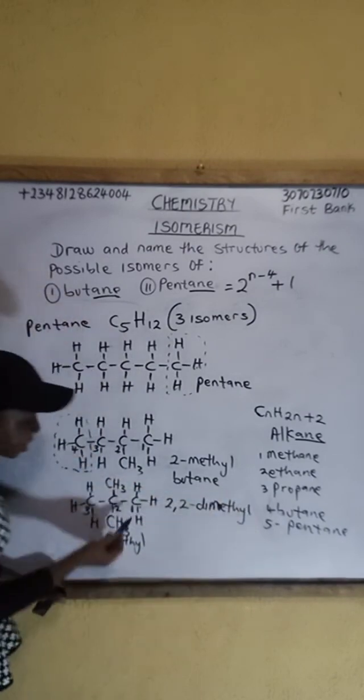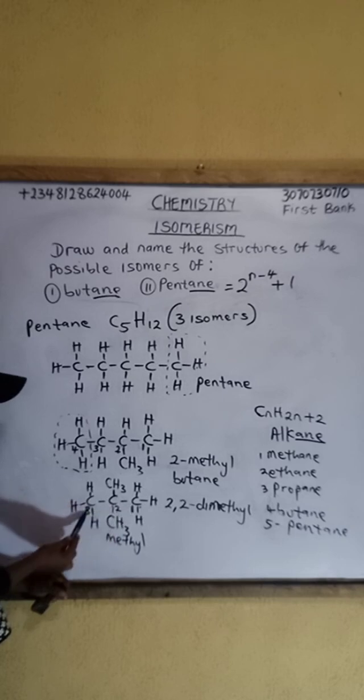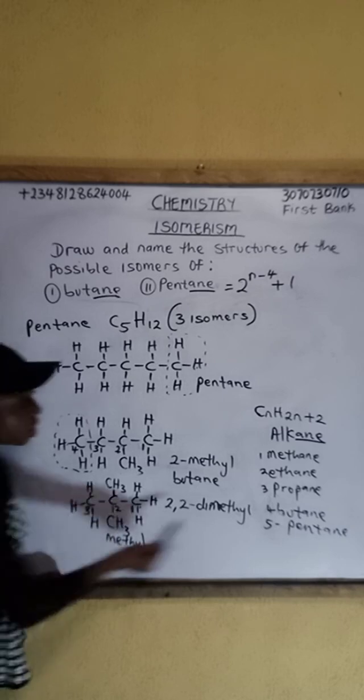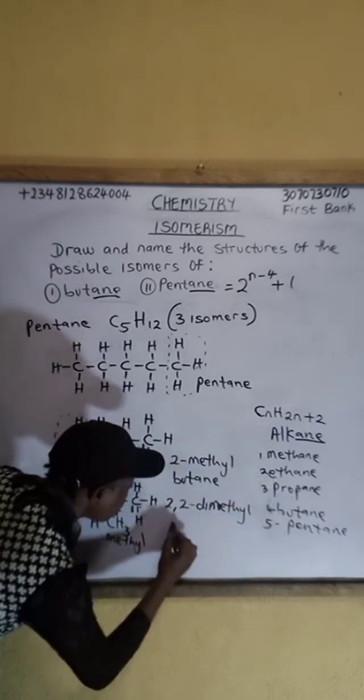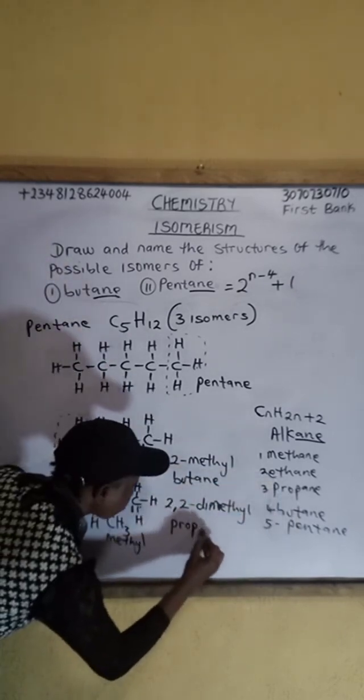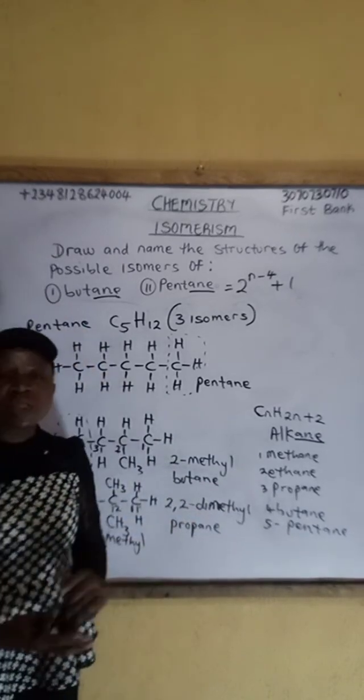Dimethyl what? Then you name your root hydrocarbon. 1, 2, 3. We have 3 carbon atoms. That will be the third member of what? Of alkane, which is propane. Propane.